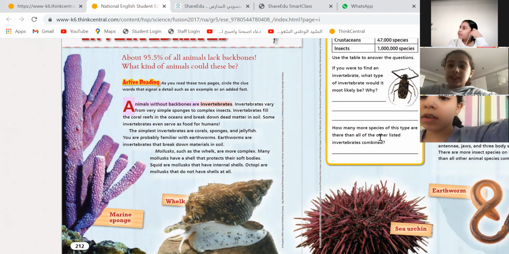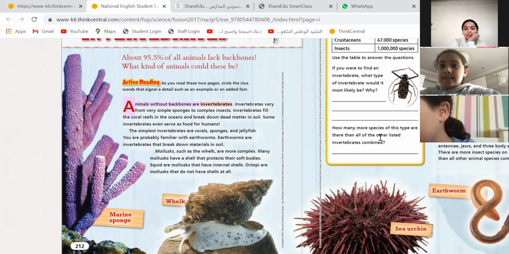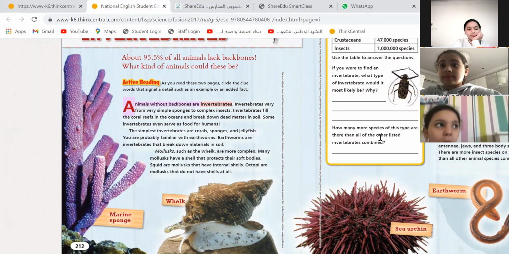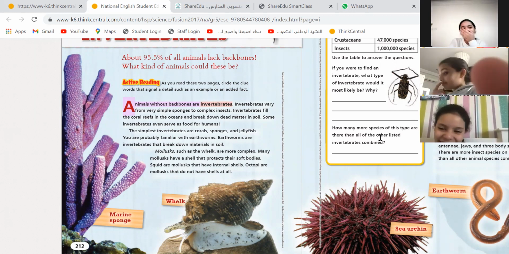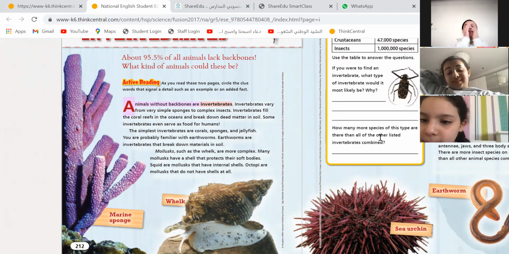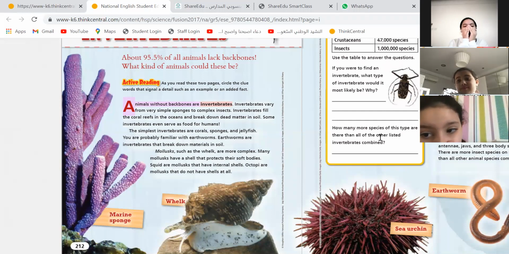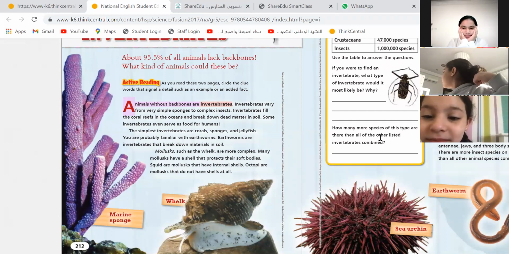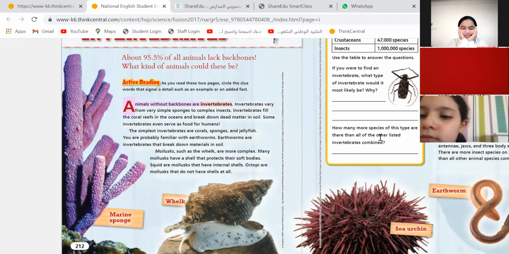Consumers. Why consumers? Are they eating animals or plants? See, they break down dead matter in soil. So they can be decomposers. Some invertebrates even serve as food for humans.